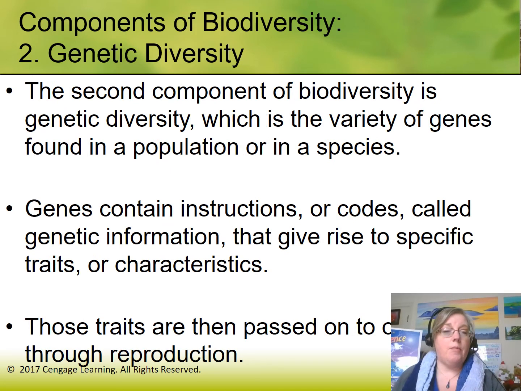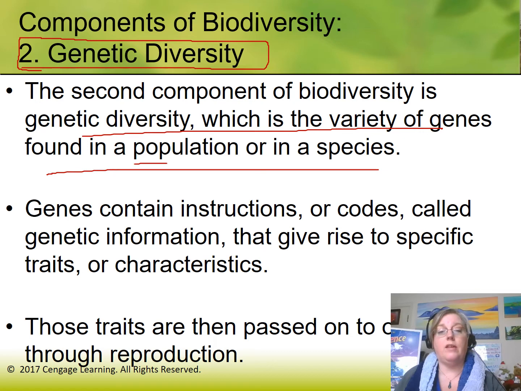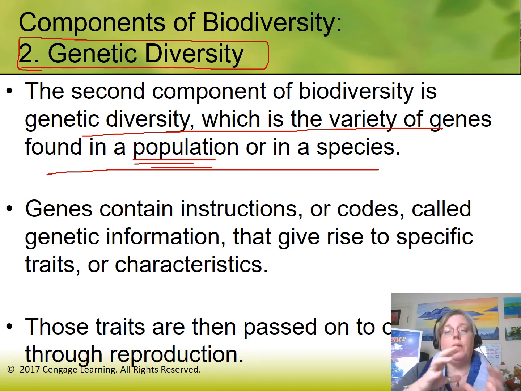The second type of biodiversity is genetic diversity. Okay, and these are the genes within a species. The second component of biodiversity is genetic diversity, which is the variety of genes within a single population or within a species. Now remember, the difference here, population is a whole bunch of the same animals in the same area. Species is the same animal anywhere on Earth. So species and population are sort of the same, but sort of different.